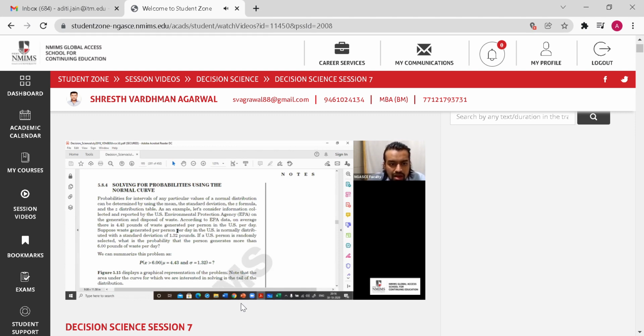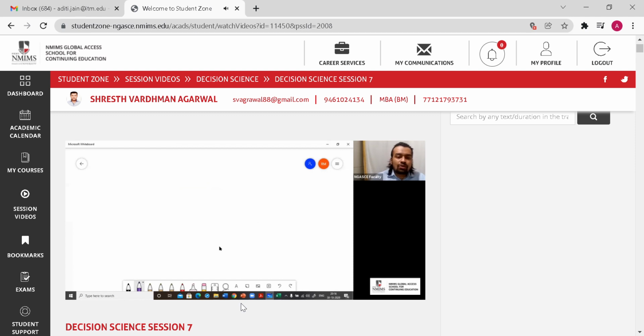Okay, now it's normally distributed, and the standard deviation is 1.32 pounds. If a US person is randomly selected, what is the probability that the person generates more than 6 pounds wastage per day? You have to visualize this.